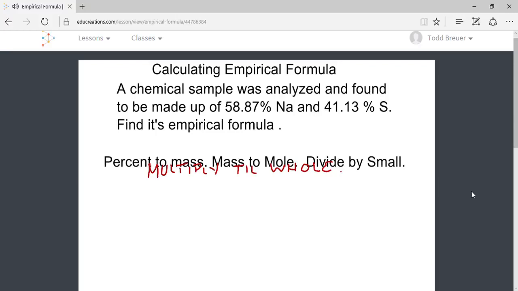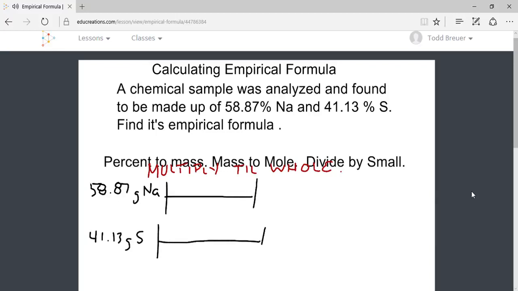whole. Step 1 of the rhyme simply means to take the percentages and convert them to mass amounts by changing the label to grams. Therefore, 58.87 grams of sodium, likewise 41.13 grams of sulfur. The second part of the rhyme, mass to mole, means to convert these masses into mole amounts. In order to do this, we simply need the molar mass for the elements. This comes from the periodic table.